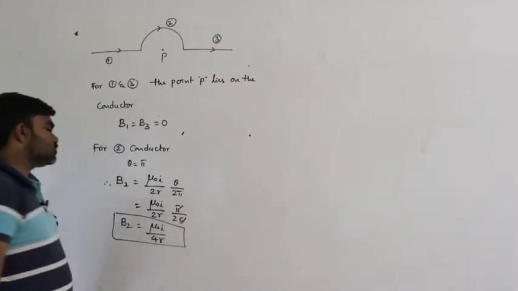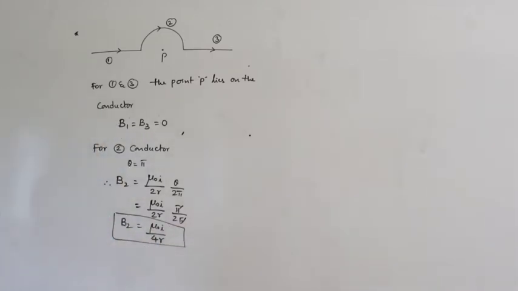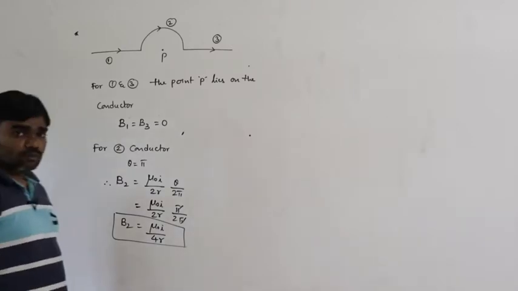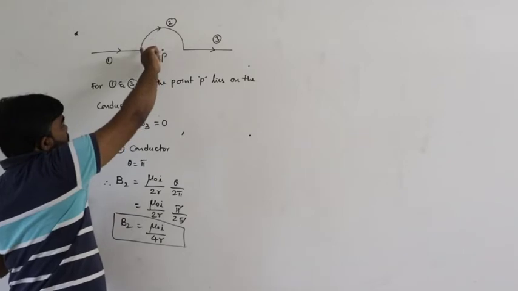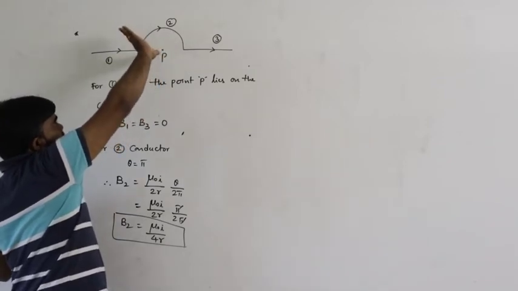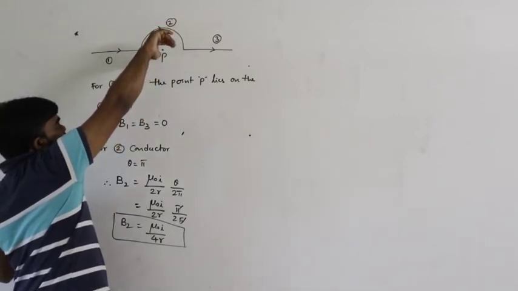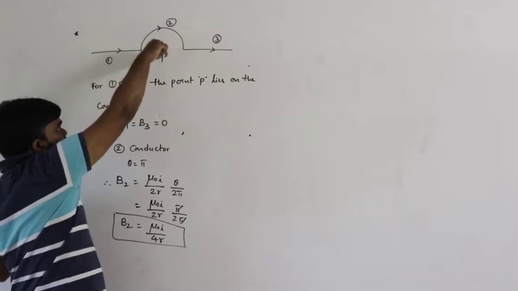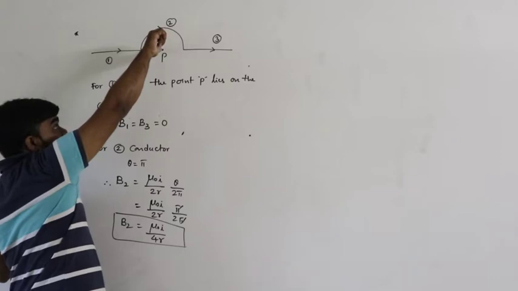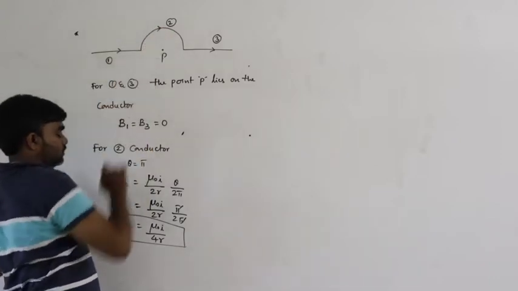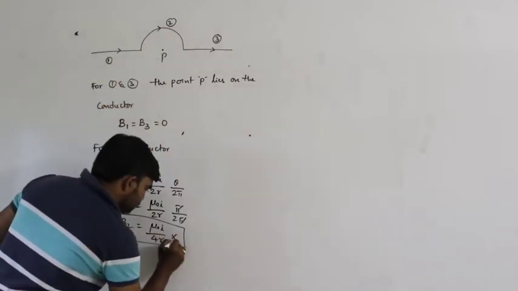So B2 is equal to mu naught I by 4r. What is the direction? Here, it is a circular current carrying conductor. Curling of the fingers indicates the direction of the current, which is clockwise, and the thumb indicates the direction of the magnetic field. So the thumb is acting inwards.